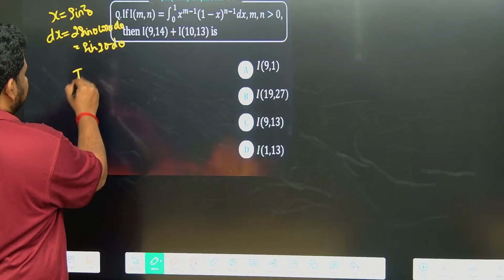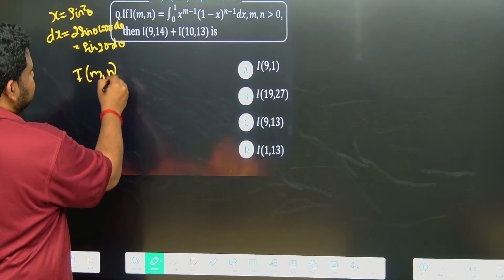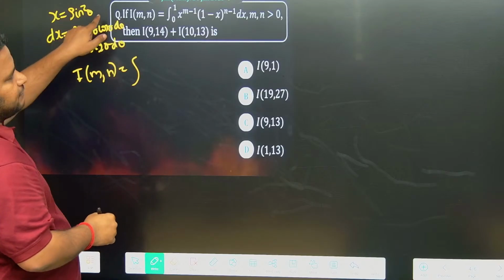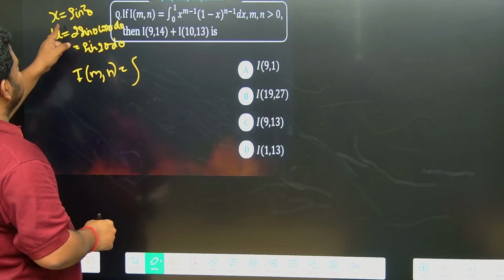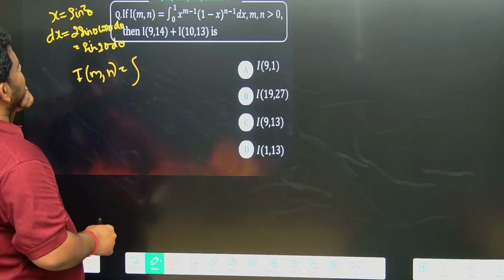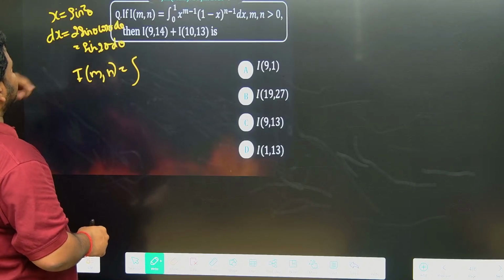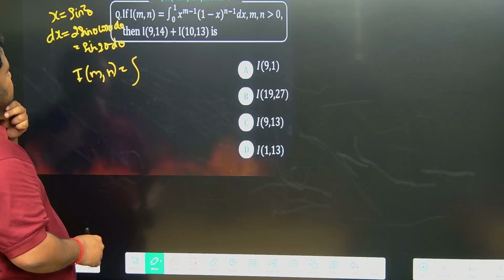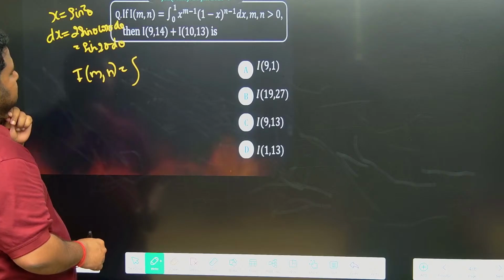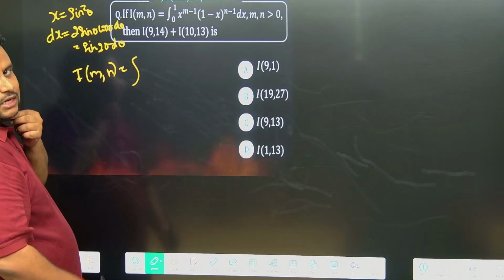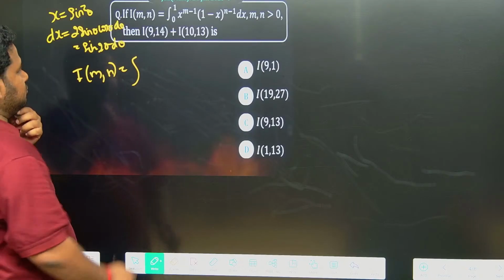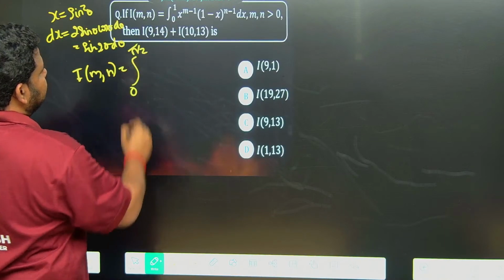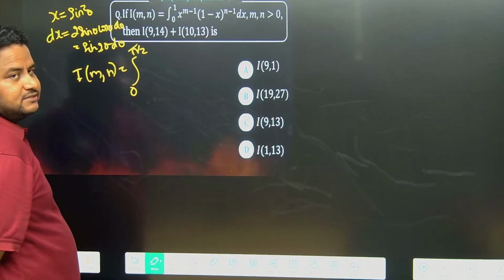Now this I of m comma n will become, for the limits: if I put x is equal to 0, sin square theta will also be equal to 0. If I put x is equal to 1, sin square theta will become equal to 1. Sin square theta is equal to 1 when theta is equal to pi by 2. So this will become 0 to pi by 2.